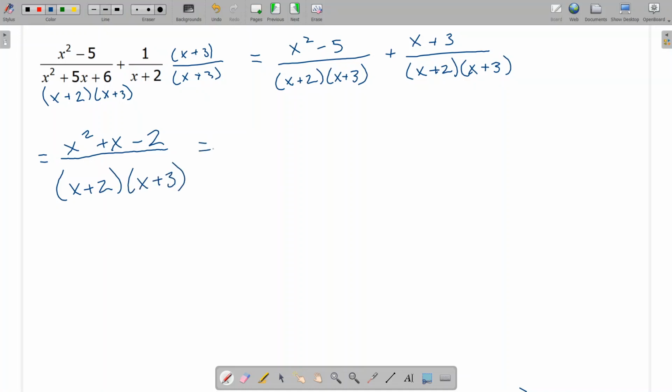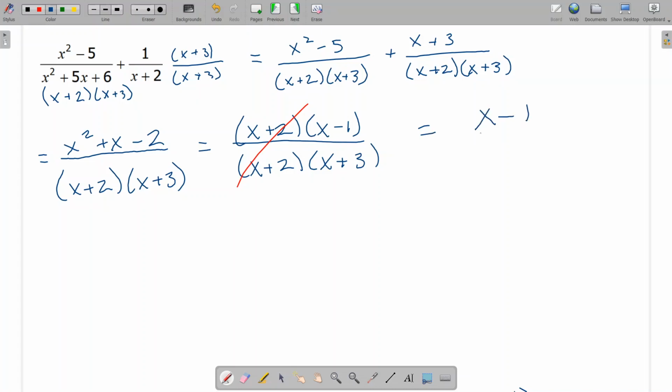And now we can try to factor our numerator here. So our numerator would factor into (x plus 2) times (x minus 1). And you can see now that those x plus 2's are going to cancel out, leaving us with just (x minus 1) over (x plus 3).